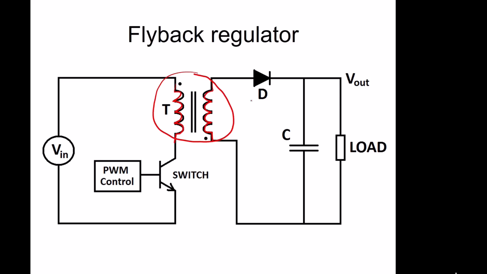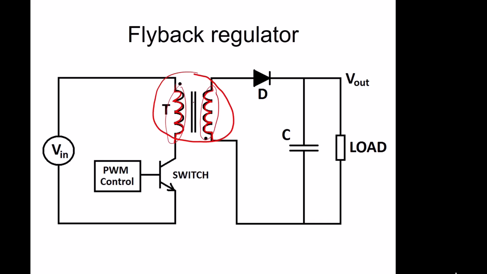The second advantage is you can control the output compared to the input with the ratio of the number of coils on the primary and the secondary coils. So you've got a lot more control on the output voltage simply by changing the number of coils in your inductor.